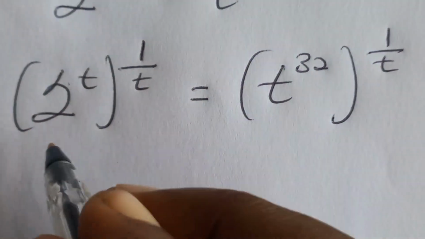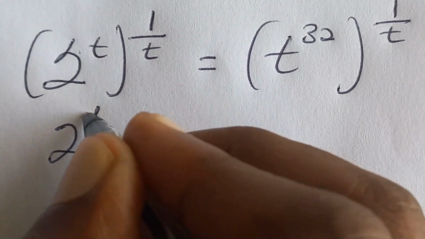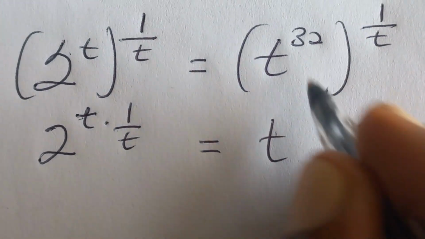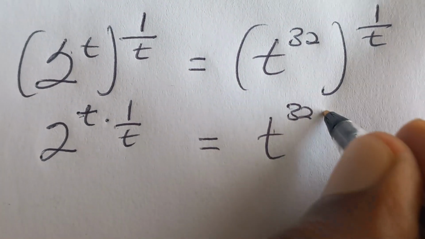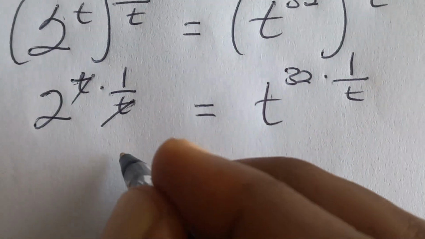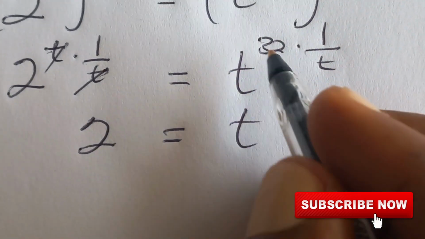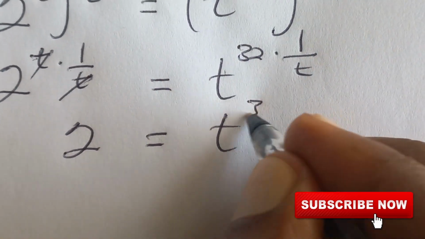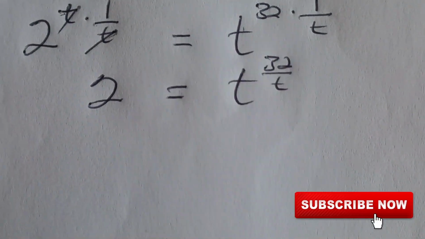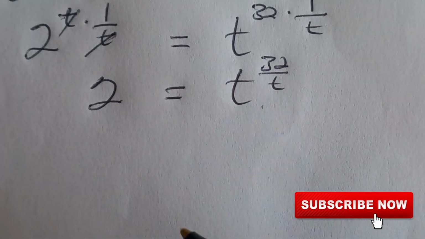So from here, you can see that we have 2 exponent t multiplied by 1 over t, which is equal to t exponent 32 multiplied by 1 over t. So this t will take off this. So we have 2 is equal to, and then we are going to get t exponent 32 times 1 is 32 over t. From here, what we need to do is to work on t exponent 32 over t.